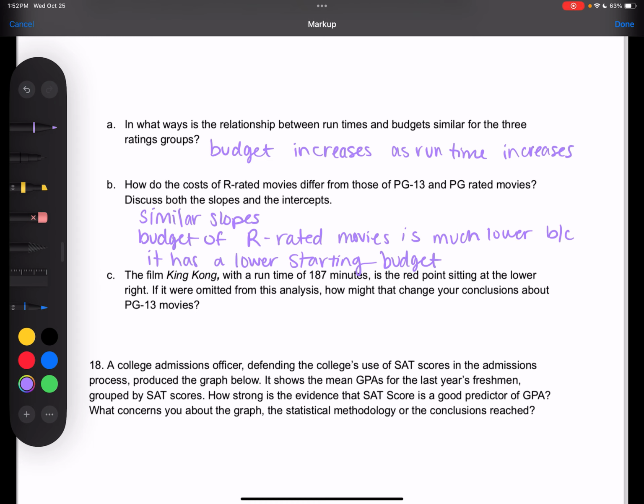So the film King Kong, with a runtime of 187 minutes, is the red point sitting at the lower right. If it were omitted from this analysis, how might that change your conclusion about PG-13 movies? So basically, what would happen to the slope if we removed that point? It would increase. Okay, so the slope would get steeper.